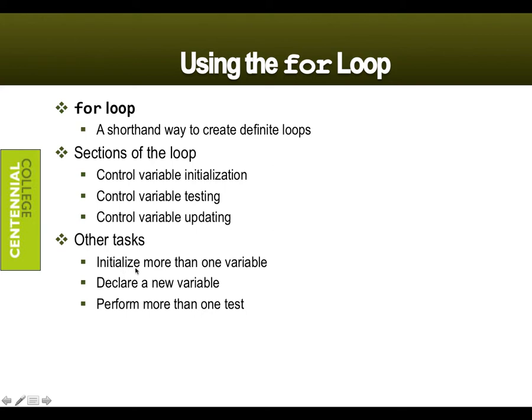We can also initialize more than one variable. We can declare a new variable. We can perform more than one test. We can do all these things inside the for loop. Those are more advanced functions. For now, just think about these 3 things we do in every for loop: we initialize, we test, and then we update the variable.